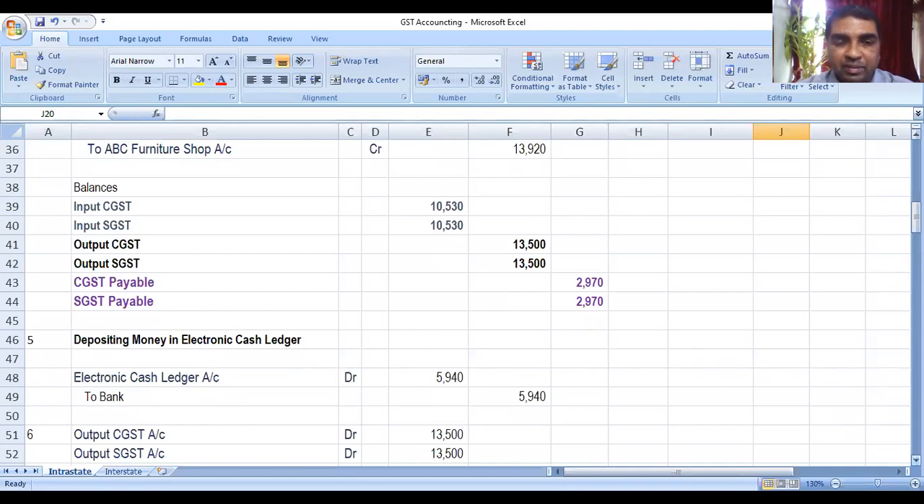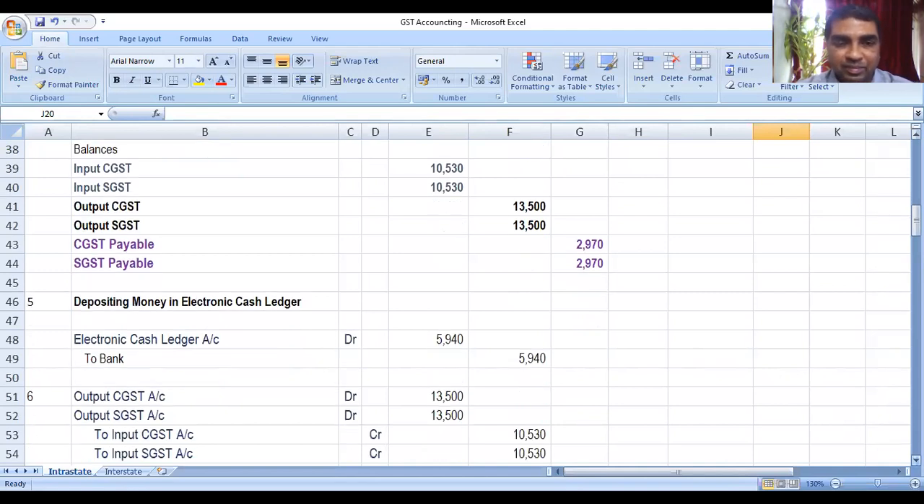Do you remember? Earlier in previous classes, or in the recorded classes, that picture or screenshot was there. You can see that. Now, friends, money has to be transferred to the electronic cash ledger. So the entry will be electronic cash ledger account debit to bank account.